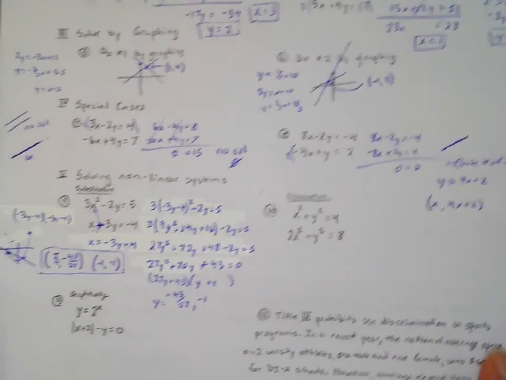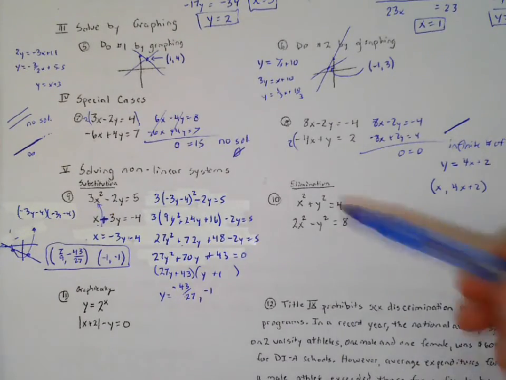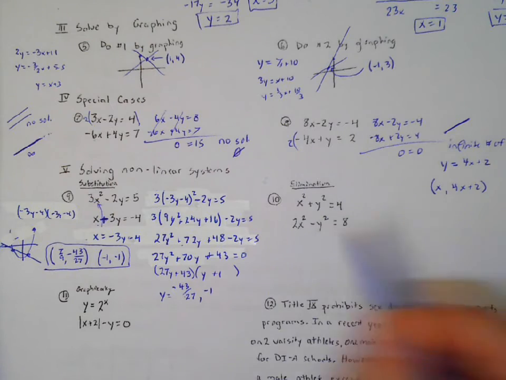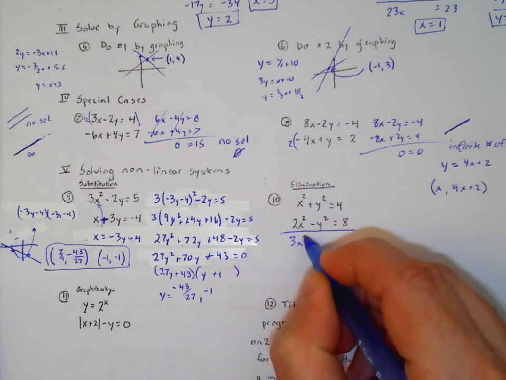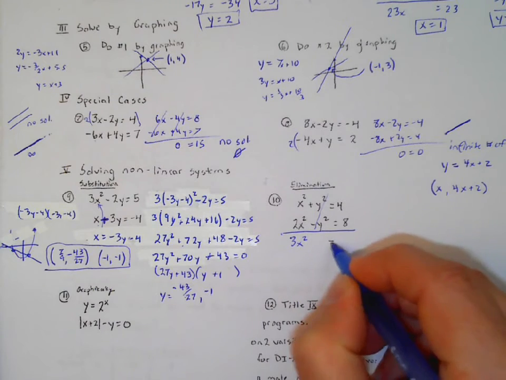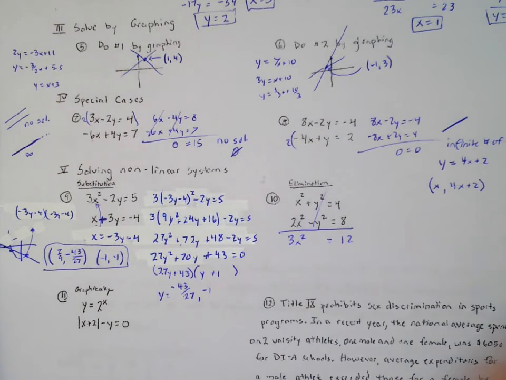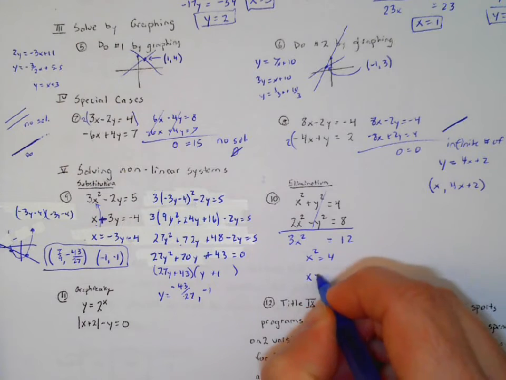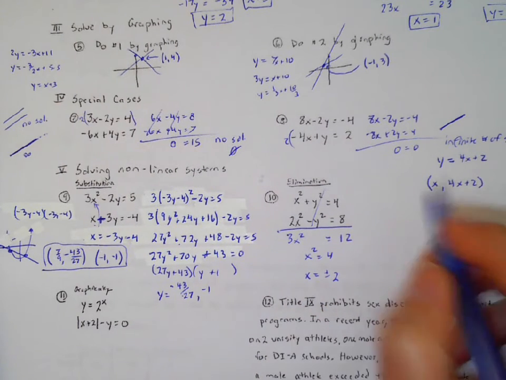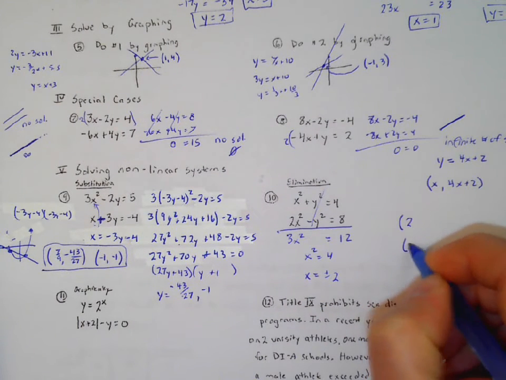Okay? Alright, you can also use elimination sometimes. Notice here my y squareds would cancel out if I add these together. So I get 3x squared, y squareds cancel, equal to 12. Divide by 3 on both sides. And I get x is equal to plus or minus 2 when you take the square root. So x is equal to 2 or negative 2.